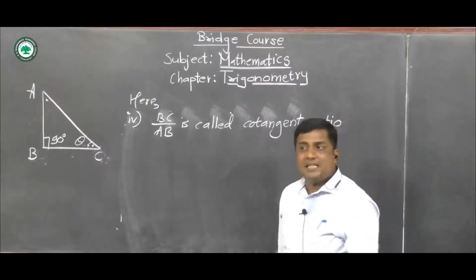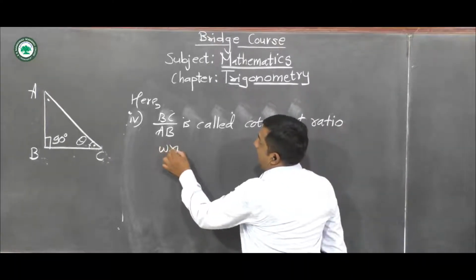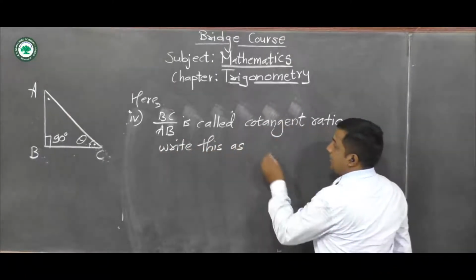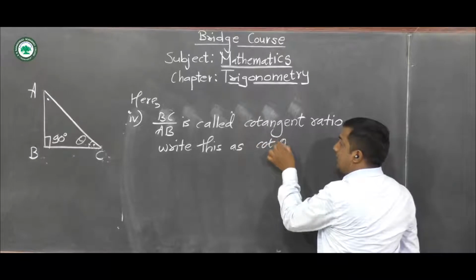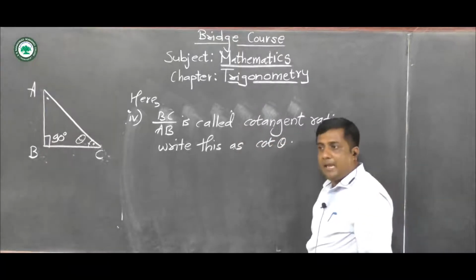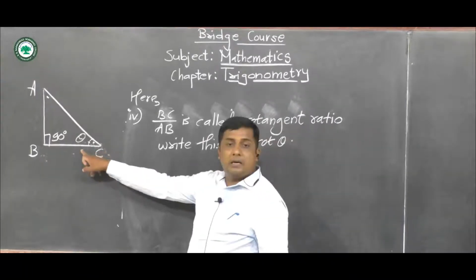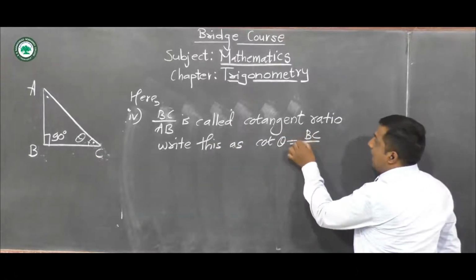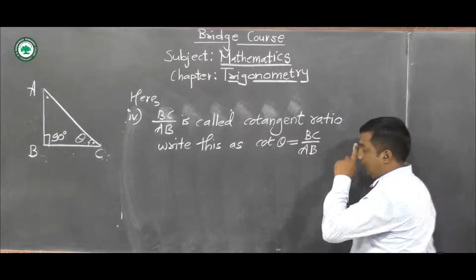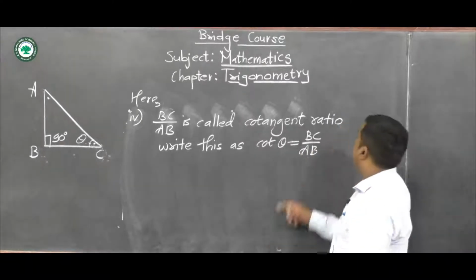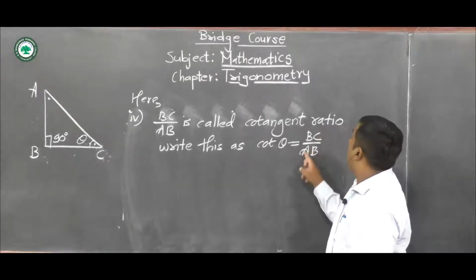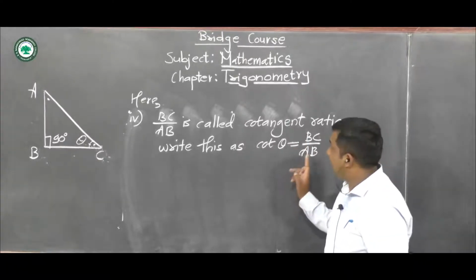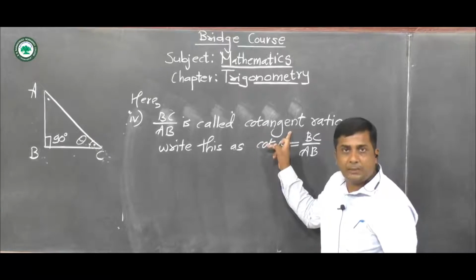And we write this as cot theta. Remember again, theta is for angle C, and cot theta is BC upon AB, that is, adjacent side upon opposite side. Adjacent side upon opposite side is for cotangent.